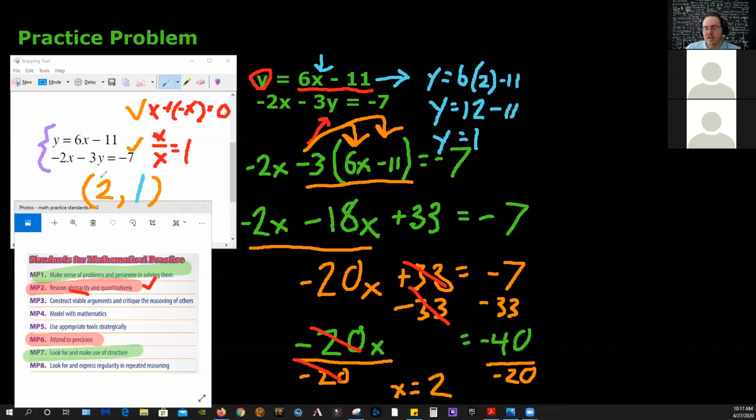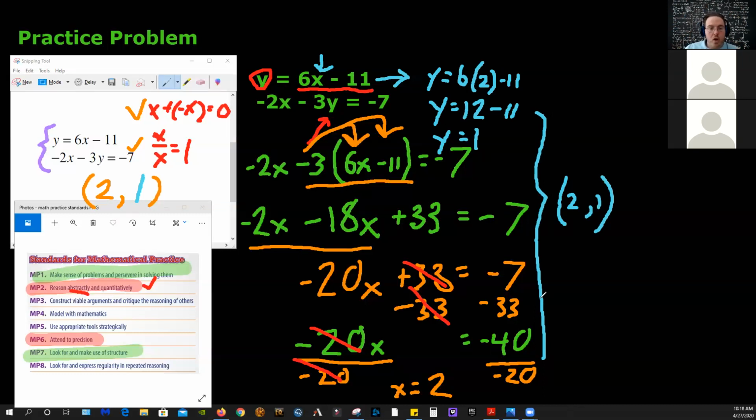So what we've just done is figured out where these 2 equations cross. The final answer for this entire system is that they crisscross at 2, 1. Okay? That is your entire week. If you get good at this, you will do really well on all your assignments.